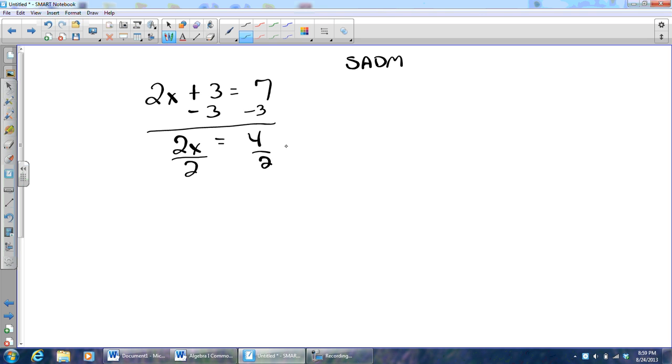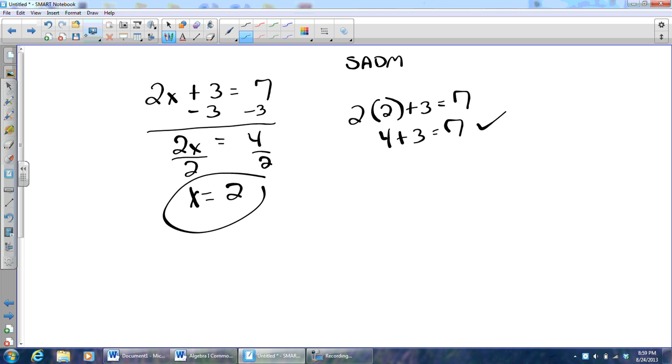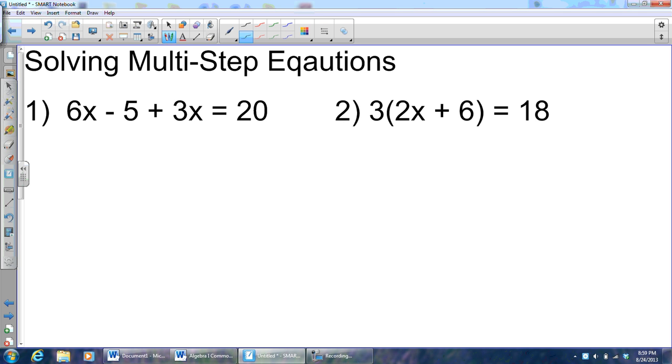Now, if you can turn it into a two-step equation, then it becomes pretty simple. And of course, you can check your work. 2 times 2 plus 3 equals 7. 4 plus 3, 7. There we go. We got the right answer. It checks. Now, sometimes they look a little bit ugly.